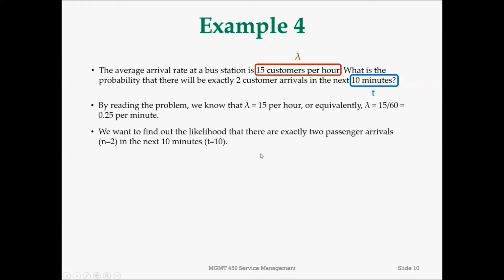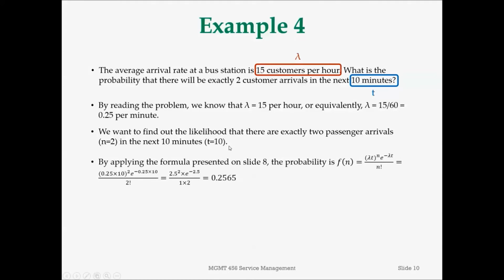So we want to find out the probability that there are exactly 2 passenger arrivals in the next 10 minutes. So 2 means n is equal to 2, 2 customers in 10 minutes. T is equal to 10. By applying the formula presented on PowerPoint slide 8, we can just plug in all these numbers. We do the math. It's a little bit messy and can take a little while. Then you'll get a probability of 0.2565. In other words, a little bit over 25% chance you will see exactly 2 customer arrivals in the next 10 minutes.